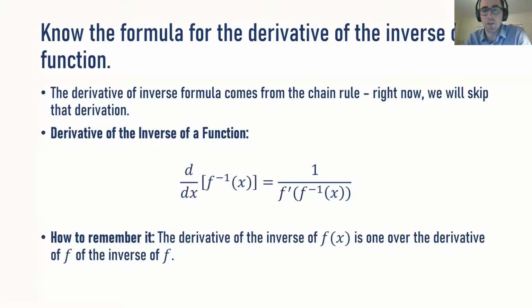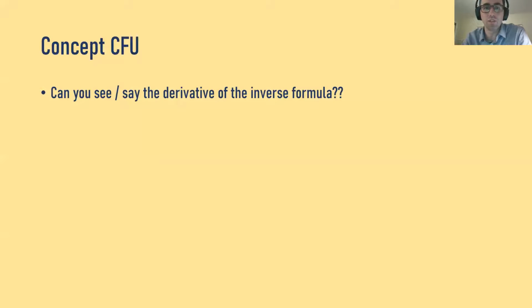How to remember it? Here's what I like to say in my mind. The derivative of the inverse of f of x is 1 over the derivative of f of the inverse of f. A little bit wordy. We'll see it in practice in a moment, but try to internalize that. And then can you say the derivative of the inverse formula? If you can't, rewind the video, recap, review it a little bit. If you can say it now, you've got it down.